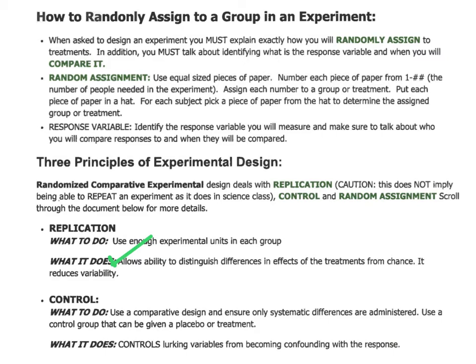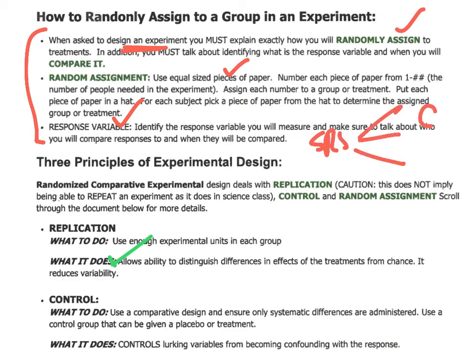Some other things to keep in mind: how to randomly assign to a group in an experiment. When you're asked to design an experiment, you must explain how you're doing the random assignment. Be detailed in that explanation. A nice way to do that, equal size pieces of paper from a hat, is a nice, safe way to do it. It's not the only method you can use, but it's a safe one. Make sure to talk about how you are going to compare the response variables at the end. These three bullet points were really, remember when we made the diagrams, how you randomly assign your SRS, you go into different treatments, and then you compare your results at the end.